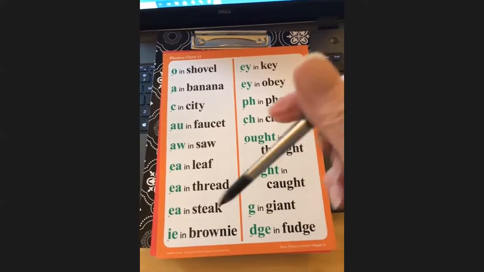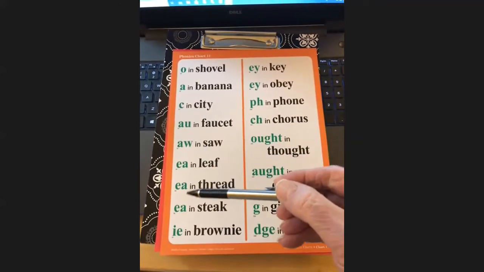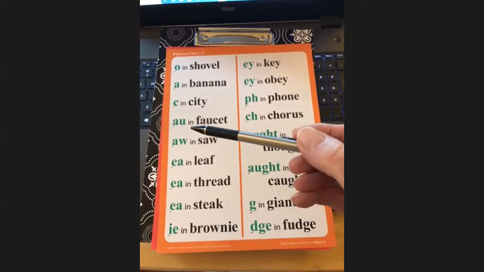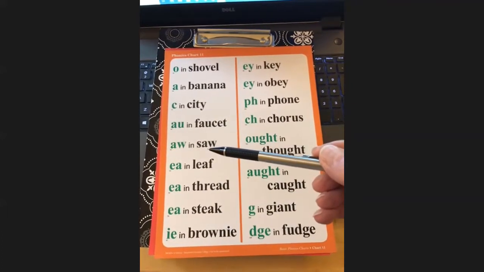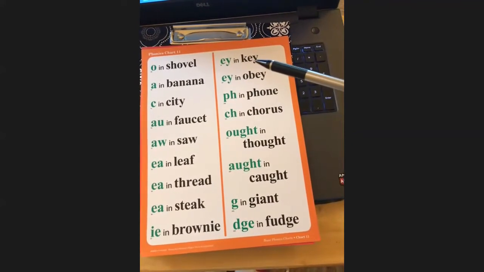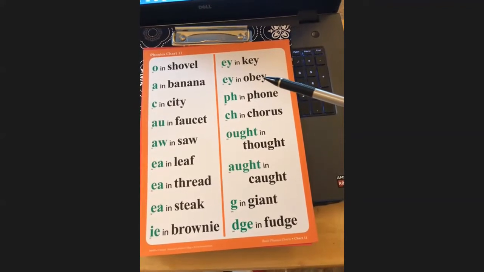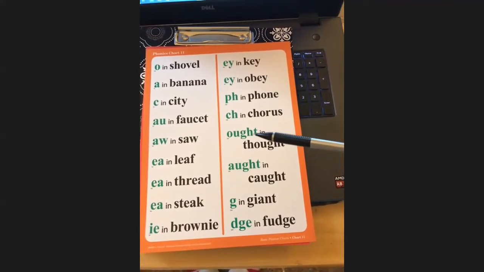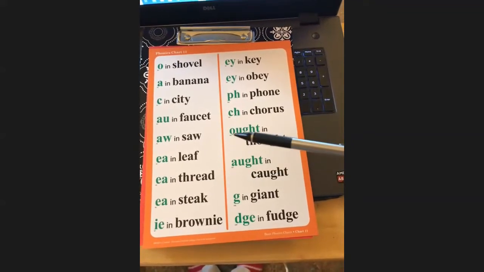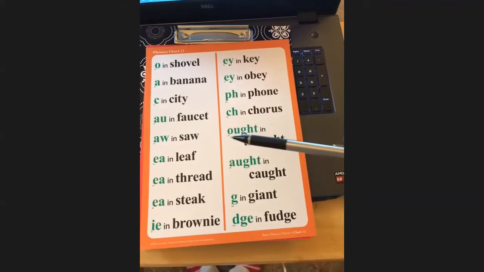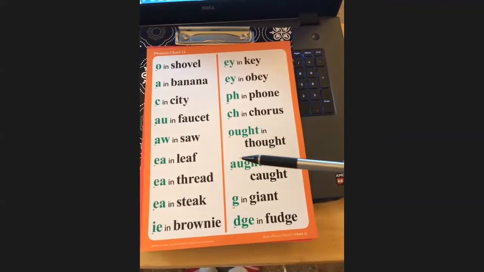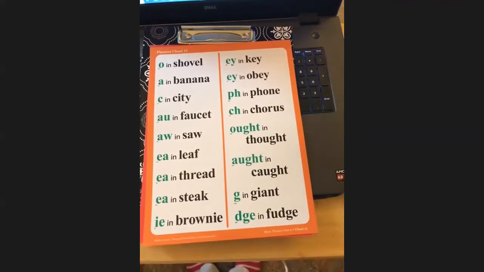You have groups of EA that have their own special sound. You have an AU and an AW that both say ah. Here's EY, EY. One says E in key, the other A in obey. Ought, thought, ought, caught. You circle all of it. Some of you just circled OU, but you circle the whole thing, all right?